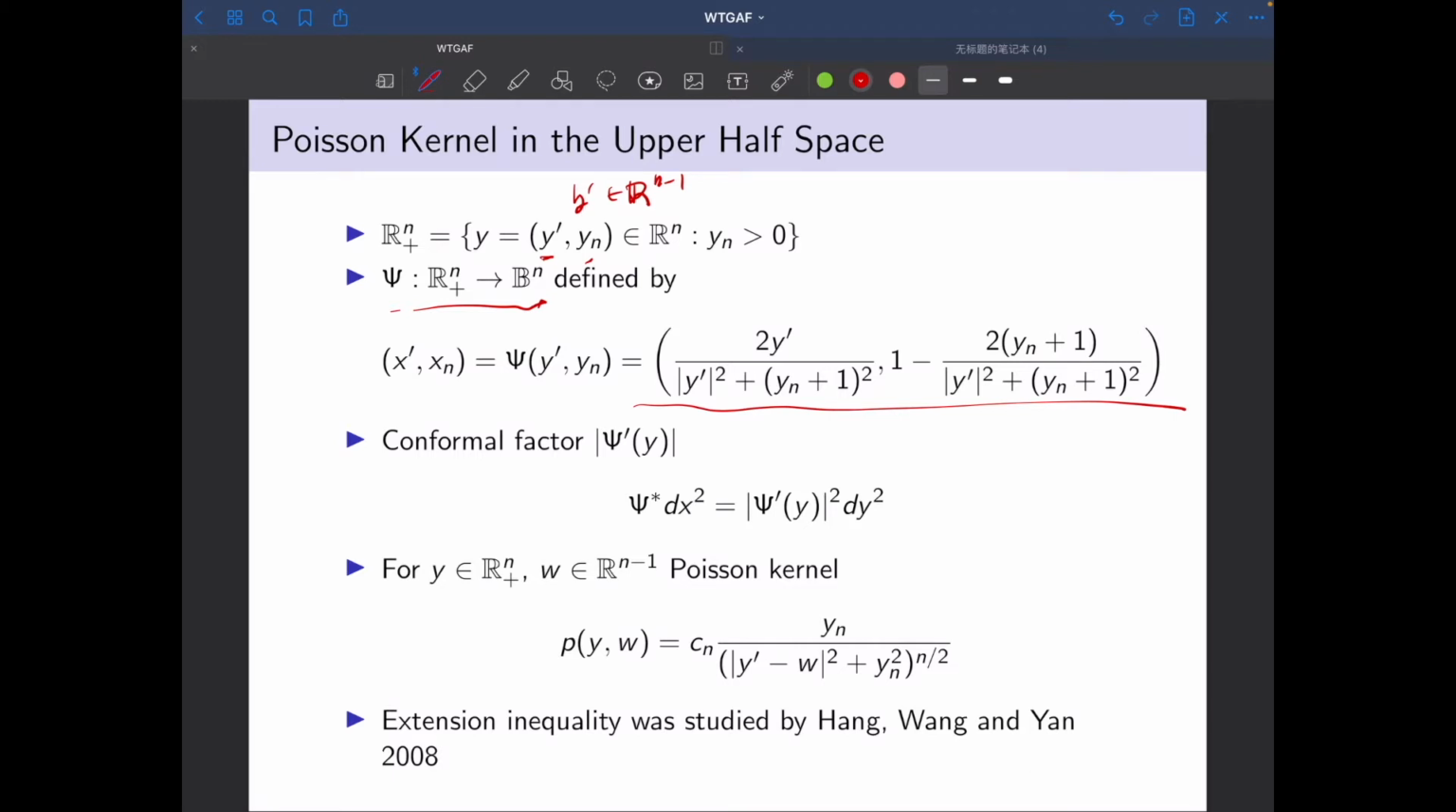So when you consider the pullback of the Euclidean metric in the unit ball, you actually get a metric that is conformal to the Euclidean metric in the upper half space, where the conformal factor would be denoted like this. It would be used in several places. In particular, I also included the explicit formula for the Poisson kernel in the upper half space. Han, Wang, and Yan also proved similar extension inequalities for the Poisson kernel in the upper half space. They did this work in the year 2008.